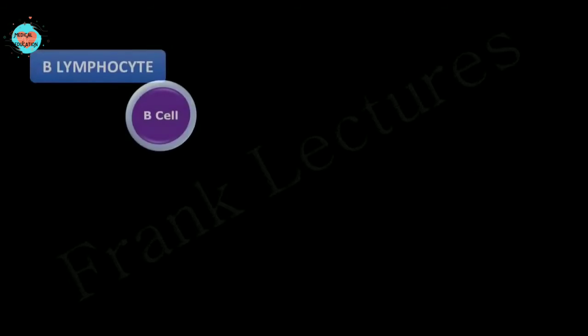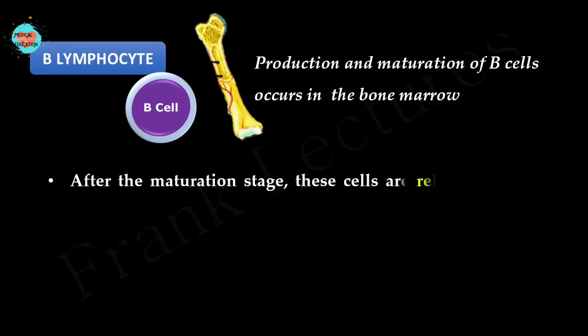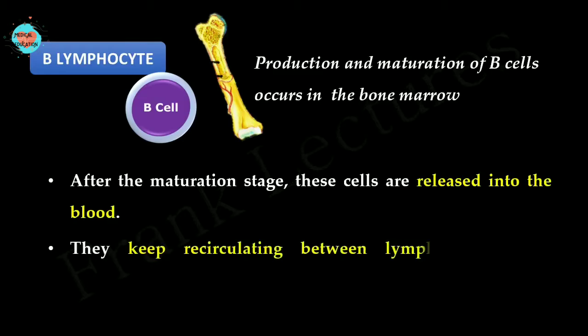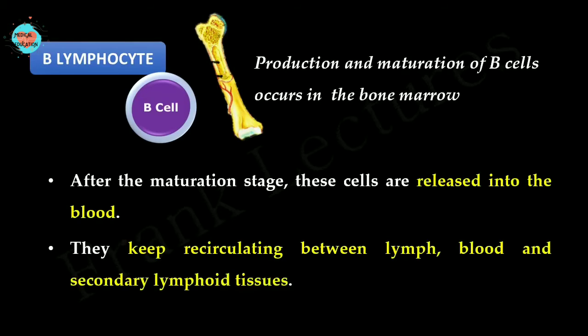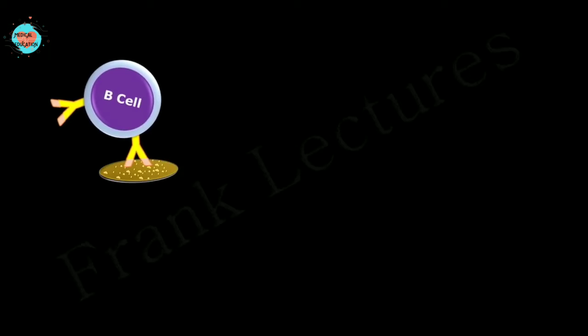B lymphocytes originate in bone marrow, and they also complete their maturation in the bone marrow. After the maturation stage, these cells are released into the blood. They keep recirculating between lymph, blood, and secondary lymphoid tissues. When these mature B cells recognize specific antigens, they get activated. This recognition occurs via specific receptors present on B cells, which are known as B cell receptors.